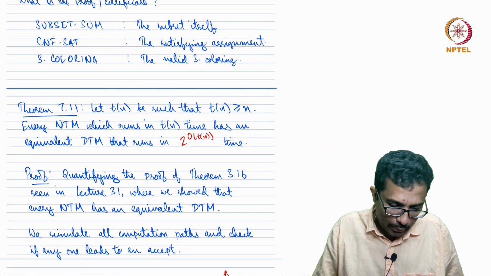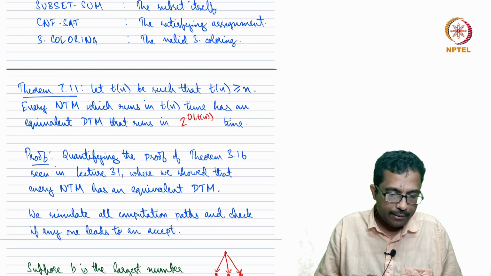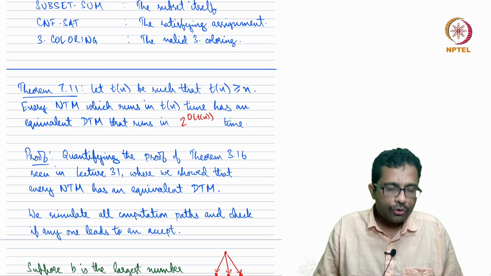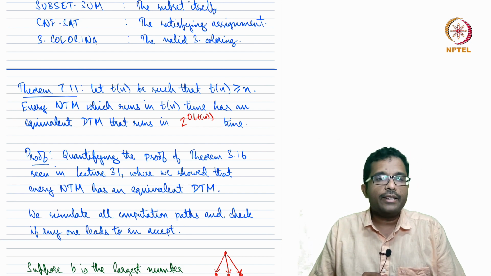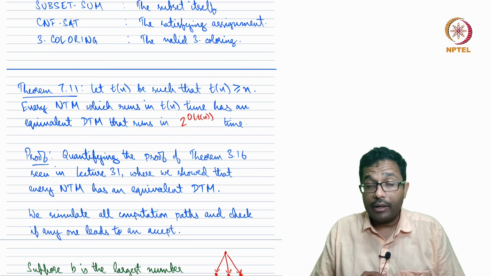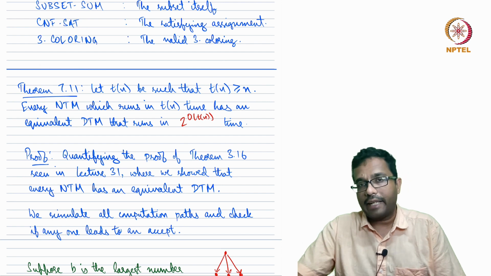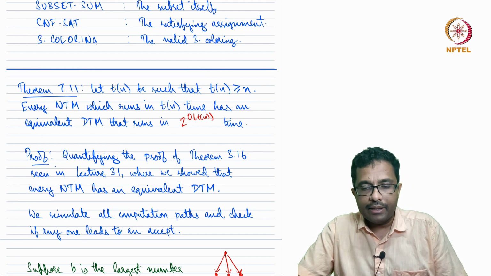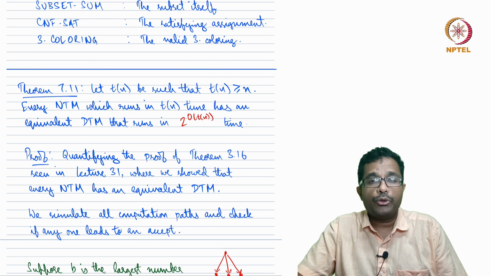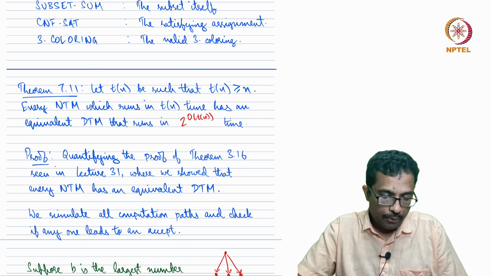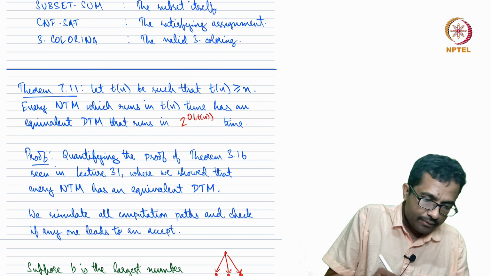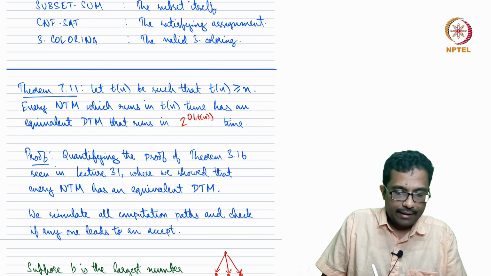Now I want to quickly state and explain the proof of the fact that, you may recall, in chapter 3 we said that every non-deterministic Turing machine has an equivalent deterministic Turing machine. So now one question we can ask, now that we are bothered about the time it takes, is how much time does it take for a deterministic Turing machine to simulate a non-deterministic Turing machine?